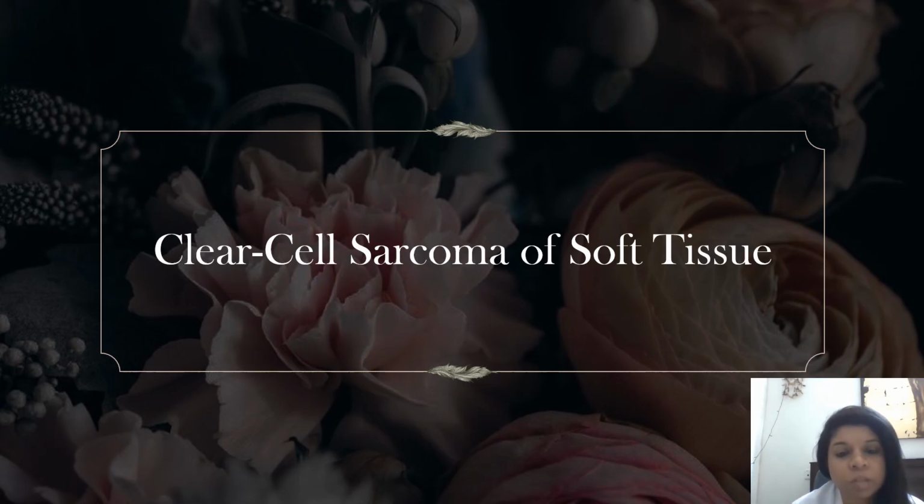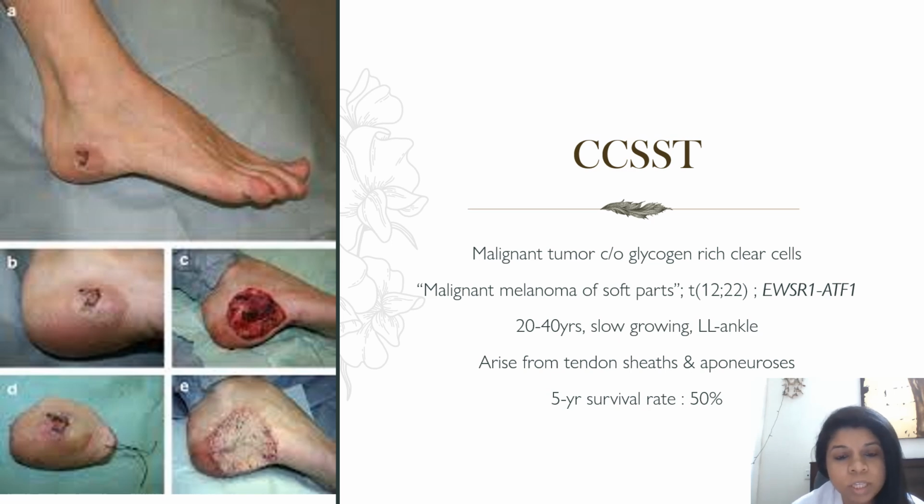Then next we come to clear cell sarcoma of soft tissue. These are malignant tumors that contain clear cells. And why are they clear cells? Because they have glycogen-rich vacuoles in the cytoplasm. They were earlier called malignant melanoma of soft parts. Why? Because they show HMB45, Melan A, SOX10, S100 protein, etc. positive. So they were considered before as melanoma of the soft parts.